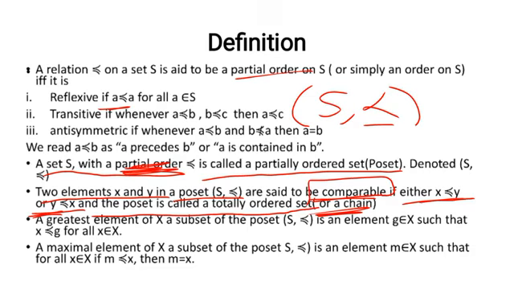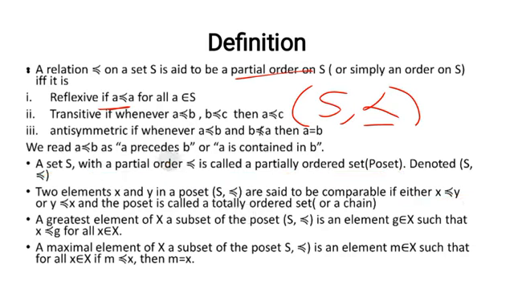And when that happens, we say we have a what? A poset that is totally ordered. So we have total order. You need to know that it is totally ordered when we have that.